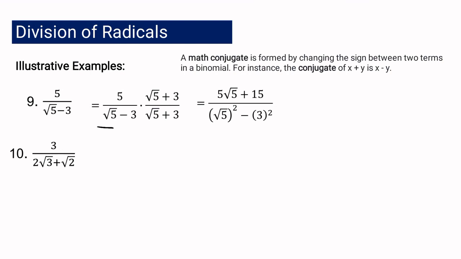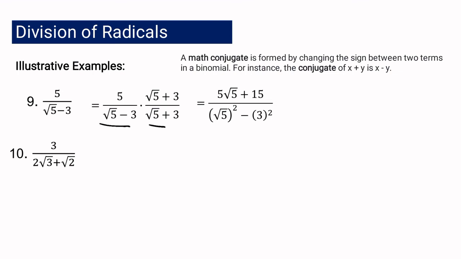To simplify the denominator, you are going to notice it is an example of sum and difference of two binomial. Pareho ang ating first term, pareho ang ating last term. Yung isa positive or addition, yung isa ay subtraction. So, yung conjugate natin dito will become sum and difference of two binomial.